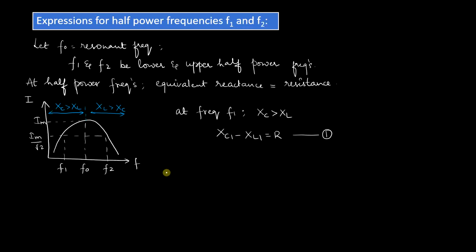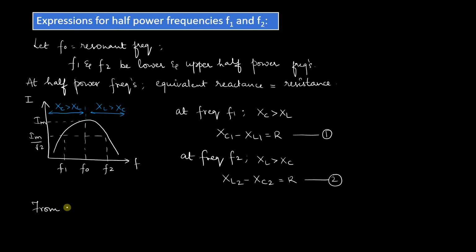Okay. Similarly, at frequency f2, XL is greater than XC, so I can write this as XL2 minus XC2 to be equal to R. So to find frequency f1, that can be obtained by using equation 1, and the equation for f2 can be obtained using equation 2. So let us quickly do this.